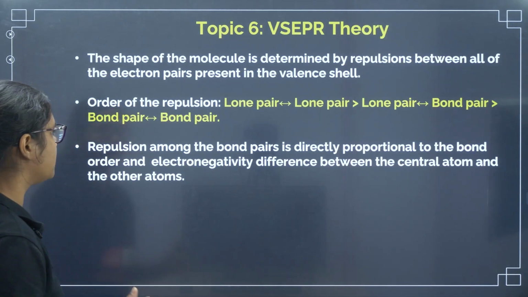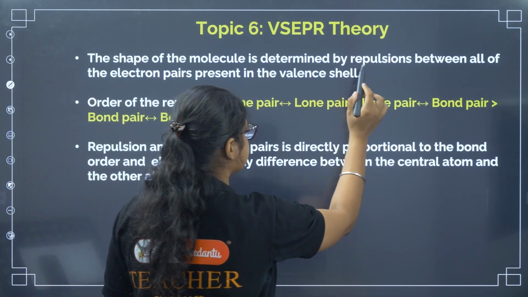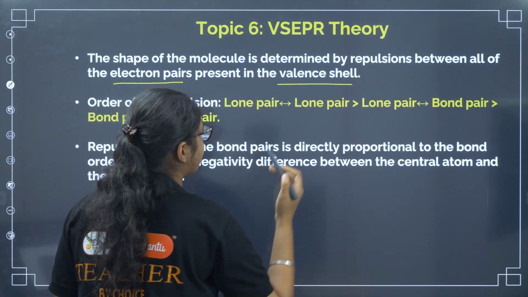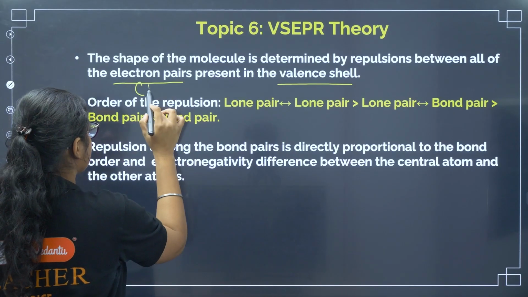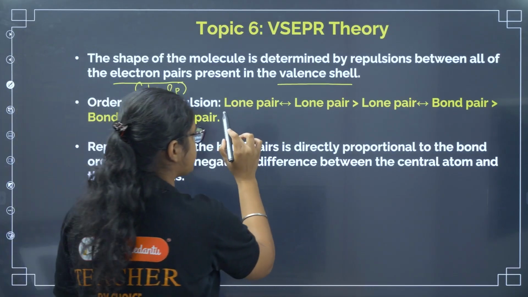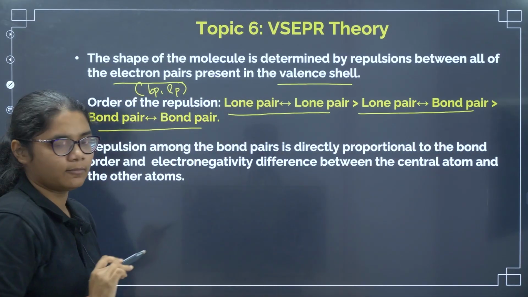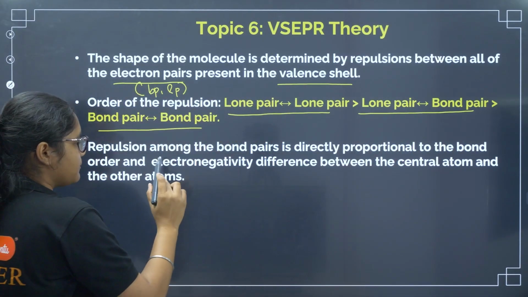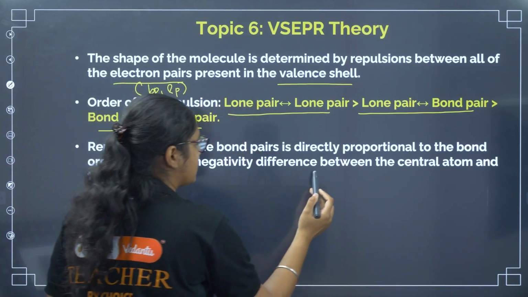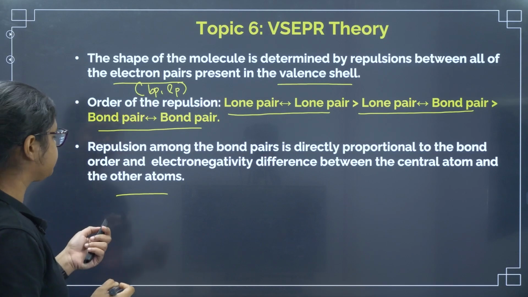Okay. Now coming to VSEPR theory. So what does VSEPR theory say? The shape of the molecule is determined by the repulsions between all the electron pairs present in the valence shell. These electron pairs can be bond pairs, can be lone pairs. Okay. So the order of repulsions you should remember: lone pair-lone pair, then lone pair-bond pair, and then bond pair-bond pair. Okay. Now repulsions among the bond pairs is directly proportional to the bond order and electronegativity difference between the central atom and the other atoms. Okay.